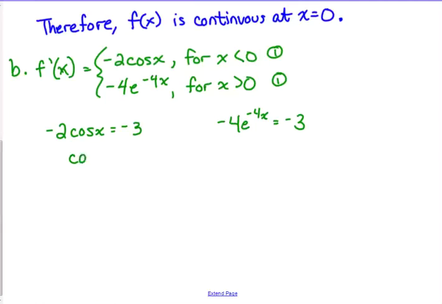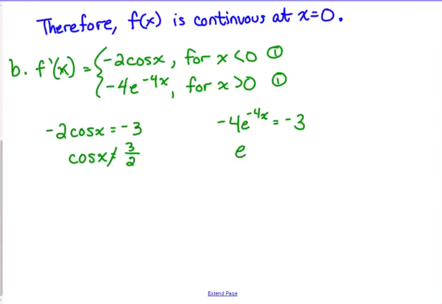So divide both sides by negative 2. So we get cosine of x equals 3 halves. Is it possible for the cosine of an angle to equal 3 halves? 3 halves is 1.5. No, cosine cannot be greater than 1. So I don't really know. I'm just going to leave it there. Okay. I'm not going to write anything. I'll put a line for my equal sign.